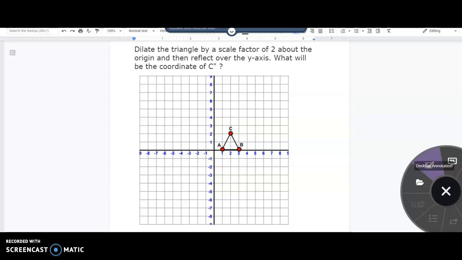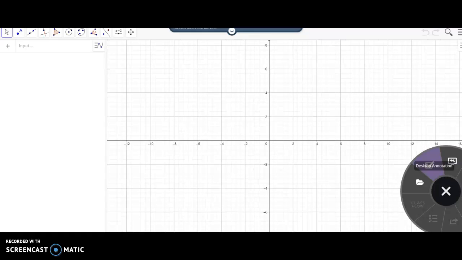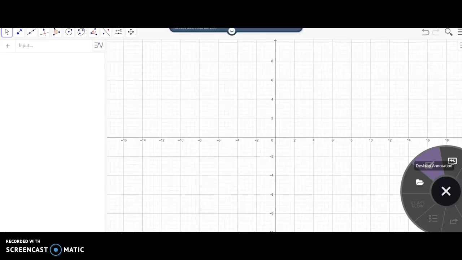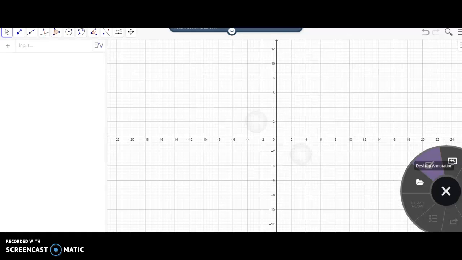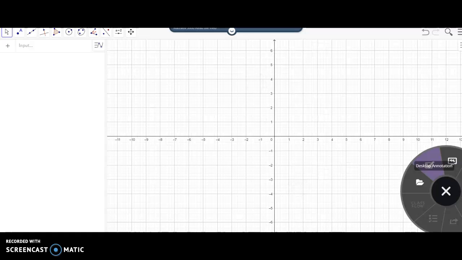Okay, so once again, step 1, you grab a piece of paper, you write the coordinates of the triangle. After you write the coordinates of the triangle, then you will go to GeoGebra, okay? Once we're in GeoGebra, we will draw the triangle. Let me move the screen a little bit more to the left. Okay, give me a second. I am almost done. Okay, there we go.